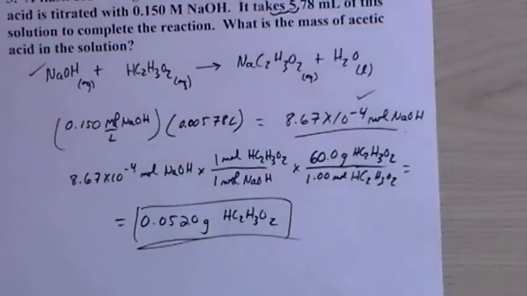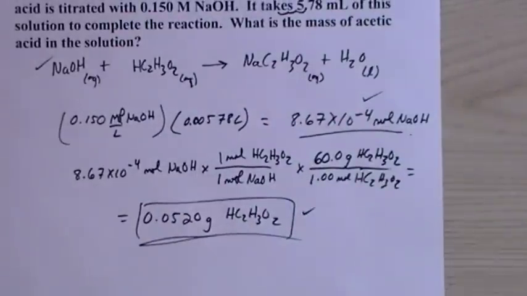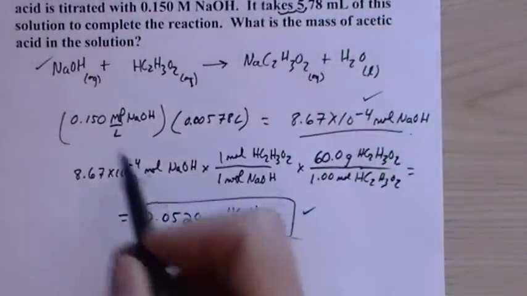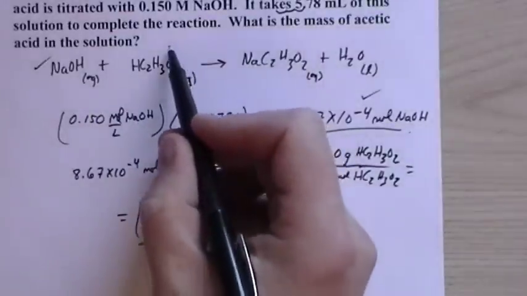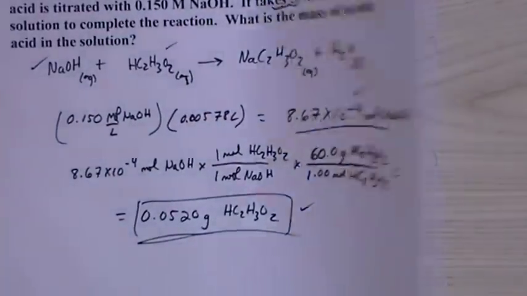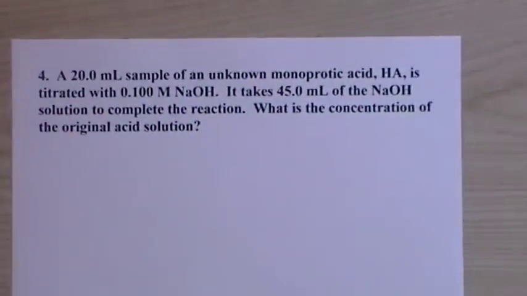So we have: what is the mass of acetic acid? So, yep, we're done. Take the concentration times the volume, which gives you moles. Use the moles with the equation to determine the moles of whatever we're after, and then convert that to grams. Okay. Another problem: a 20 mL sample of unknown monoprotic acid.